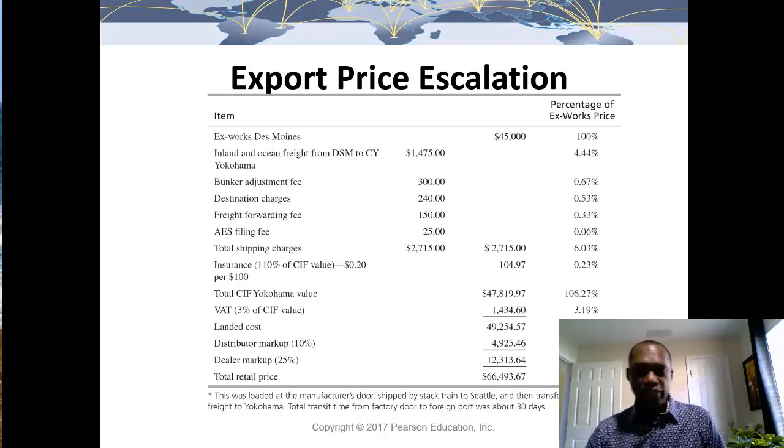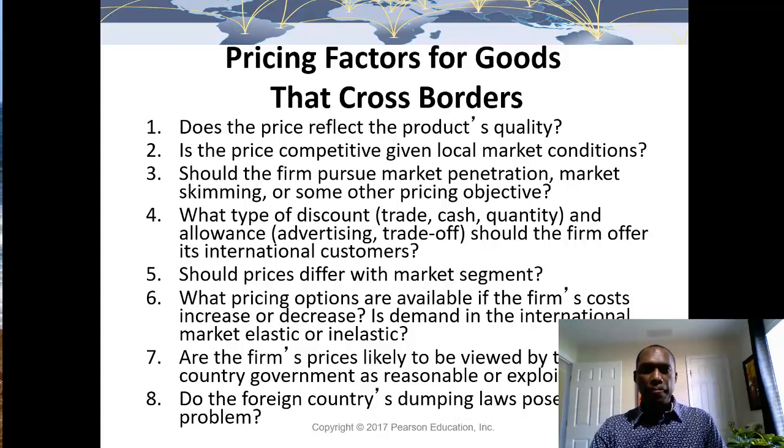Then you have the VAT tax, value-added tax, which is assessed. You have the distributor markup. You have the dealer markup. You have all of these different prices associated. And, of course, at the end, this is going to result in price escalation. You have all these questions pertaining to pricing factors.